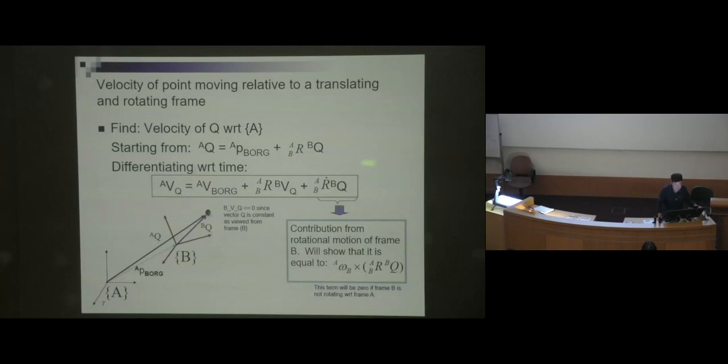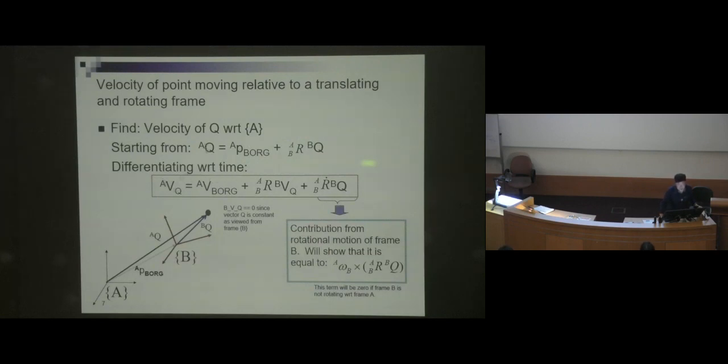So the AQ will be equal to the APB origin. This is what we learned in the second lecture, plus the ABR BQ, the rotation matrix, the orientation, the rotation matrix of B multiplied by BQ, plus the APB origin. This is the translation. So starting from here, we differentiate with respect to time.